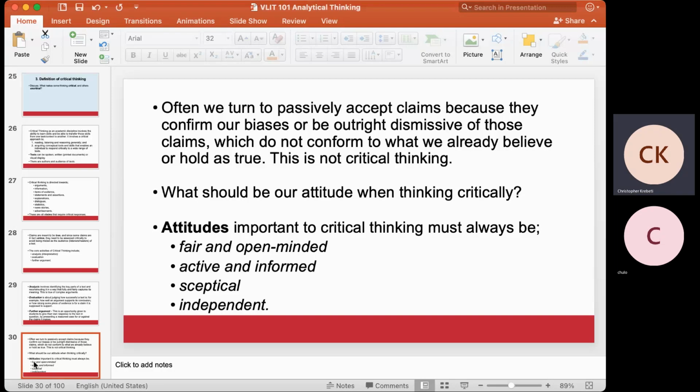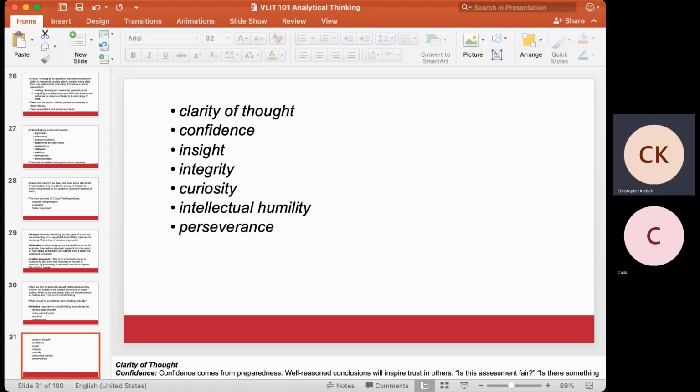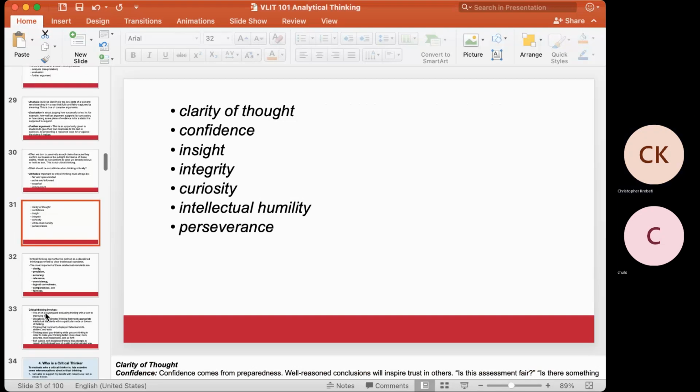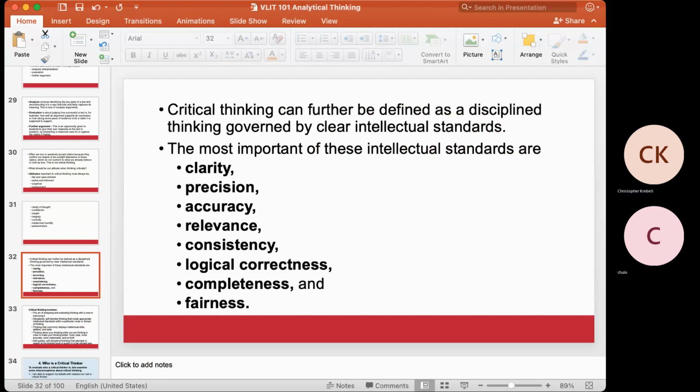You have to be independent-minded, which means that you are not controlled to believe that, and you are not going to follow someone. You need to have a clarity of thought. You need to be clear. Your thoughts should be clear of these issues so that the understanding will be strong. Confidence, insight, integrity, curiosity, intellectual humility, and perseverance. These are the attitudes that we need in order to be critically minded, or to think critically.